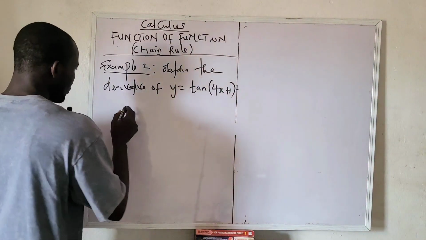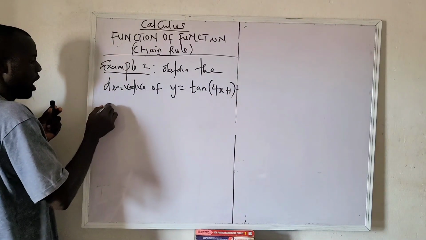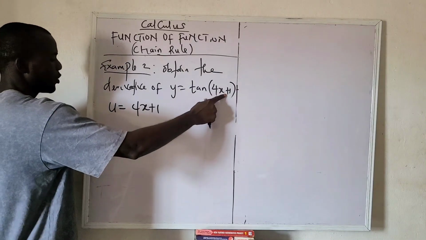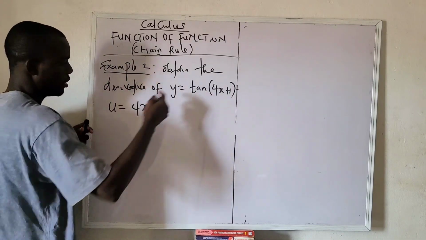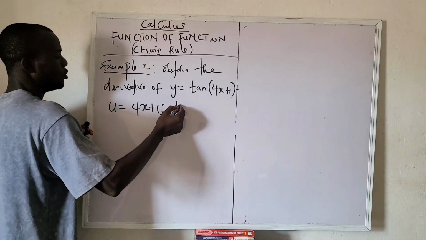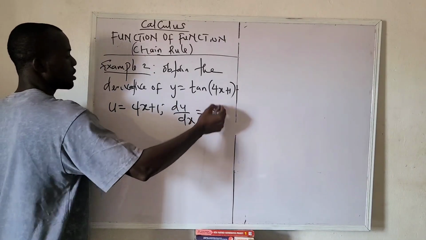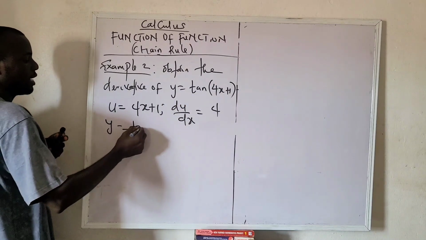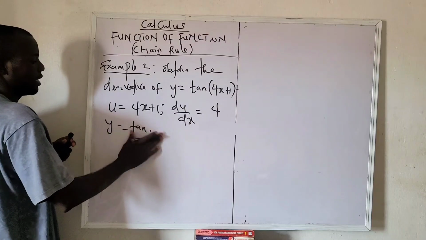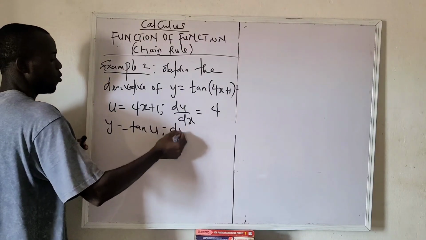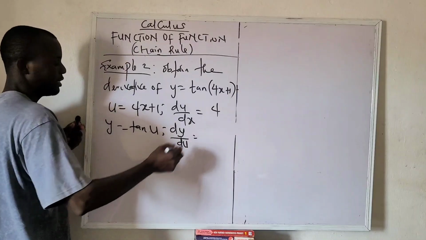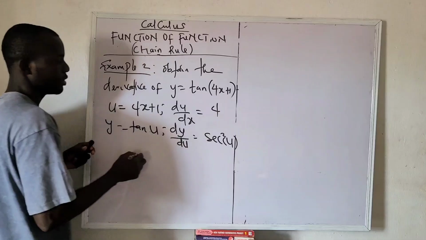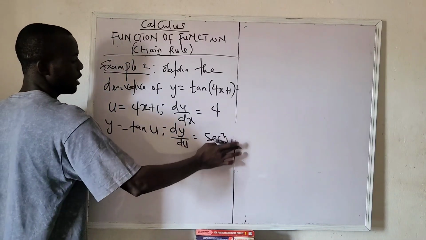Now, remember, from this we can say our u equals what? Our u equals 4x plus 1. That is the angle in terms of x. And then our du over dx will be what? 4. Here, if our u is this, it means that our y entirely is tan u, and then our dy with respect to u is sec square u. That's what we are going to get.